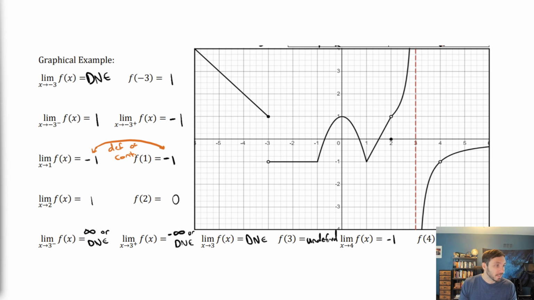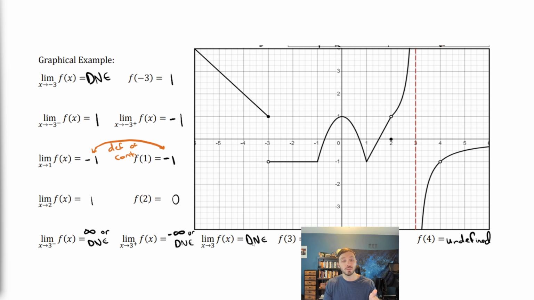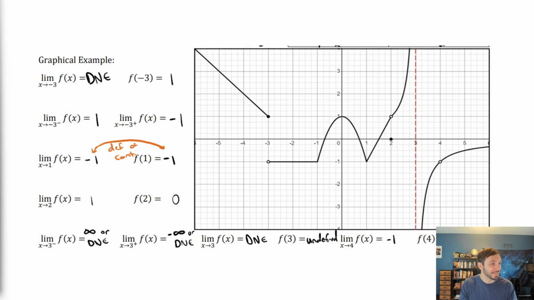Can I move on? Yeah, I can. Ta-da! It's undefined. So we use this language of undefined talking about the exact values, and we use this language of does not exist when we're talking about behavior. So I'm going to move myself back. Limit does not exist. Value, we say undefined.